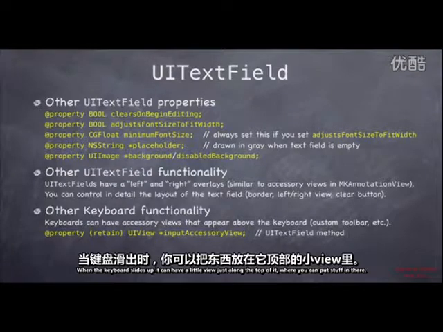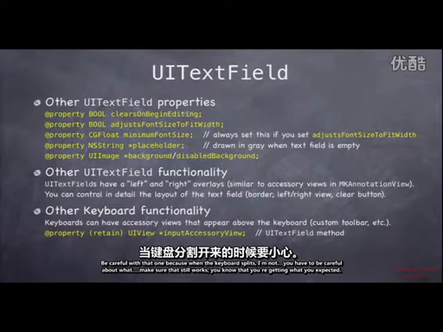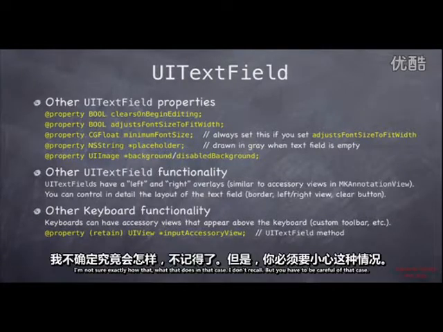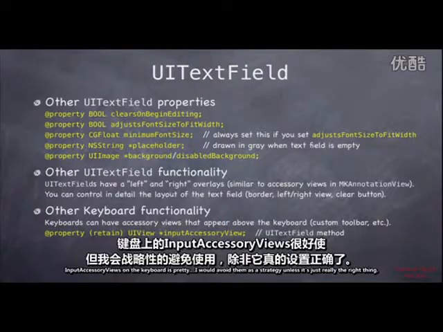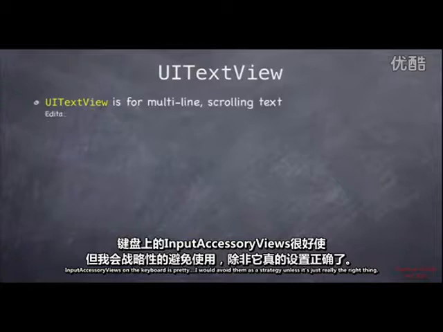And the keyboard also has an accessory view. When the keyboard slides up, it can have a little view just along the top of it where you can put stuff in there. Be careful with that one, because when the keyboard splits, you have to make sure that still works, so that you're getting what you expect there. I'm not sure exactly what that does in that case. I don't recall, but you have to be careful of that case. Input accessory views on the keyboard, I would avoid them as a strategy unless it's really the right thing.